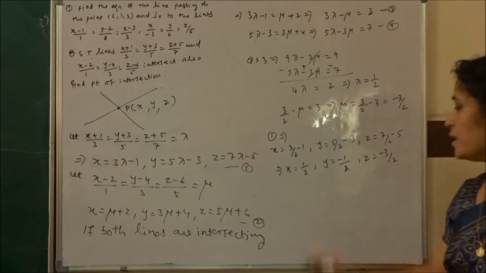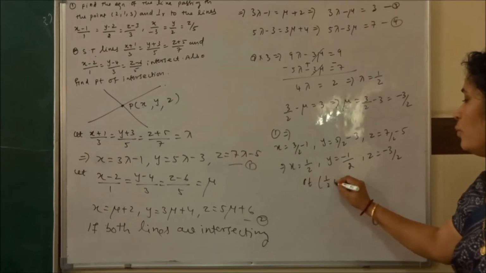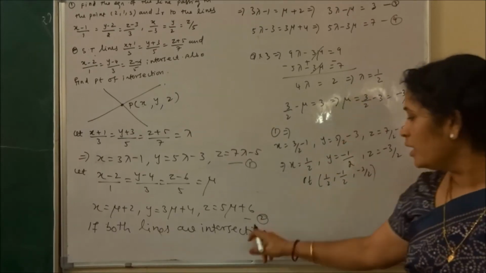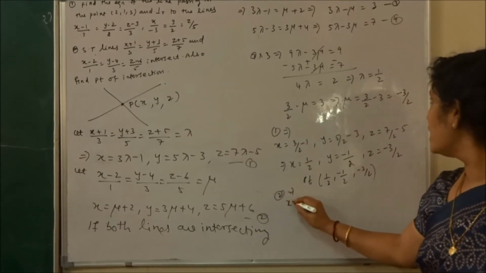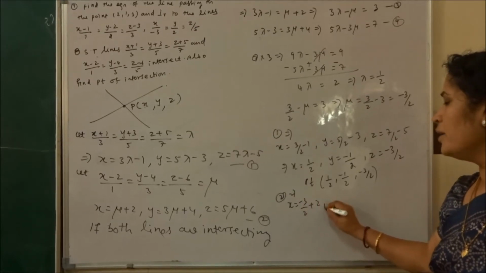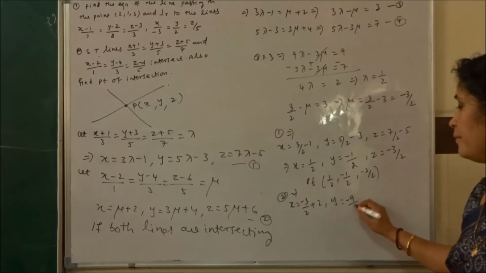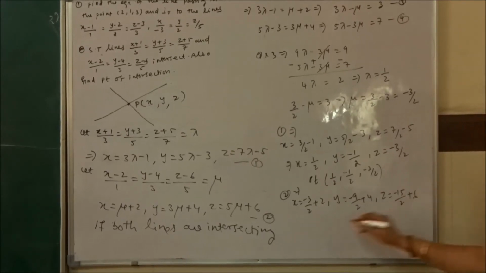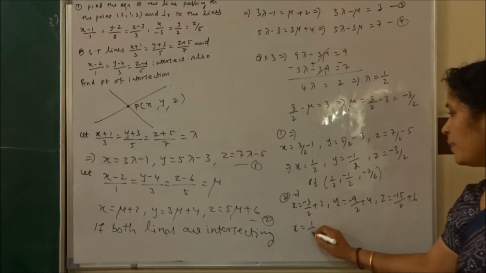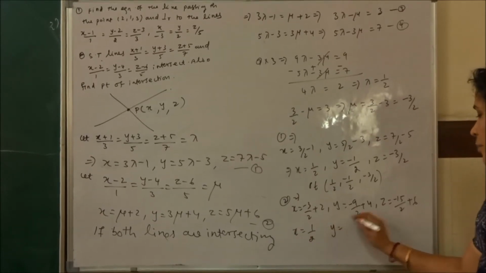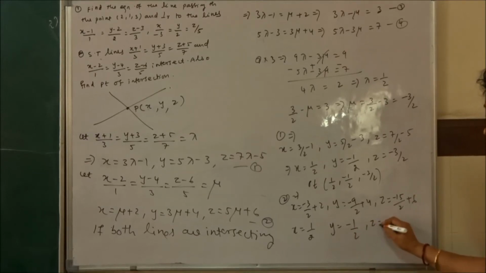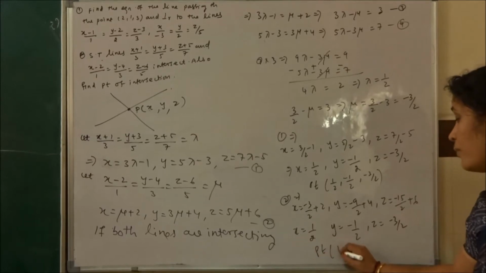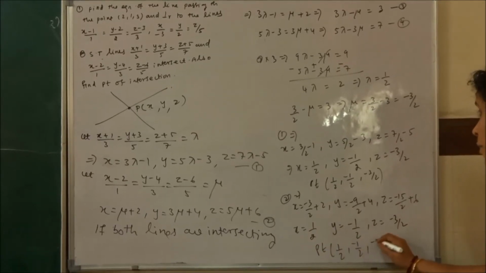So the first point I am getting here is 1 upon 2, minus 1 upon 2, and minus 3 by 2. If I substitute the value of mu in equation number 2, x is equal to minus 3 by 2 plus 2, y equal to minus 9 by 2 plus 4, and z equal to minus 15 by 2 plus 6. Clear? So x is equal to 1 by 2, y is equal to 4 minus 9 by 2, that is minus 1 by 2, and z is equal to 6 minus 15 by 2, that is minus 3 by 2. Now here again I am getting the point 1 upon 2, comma minus 1 by 2, comma minus 3 by 2.